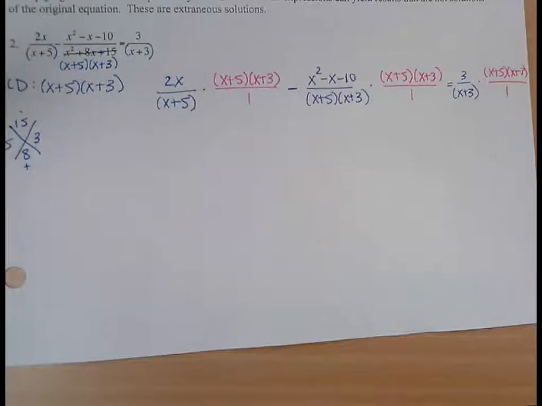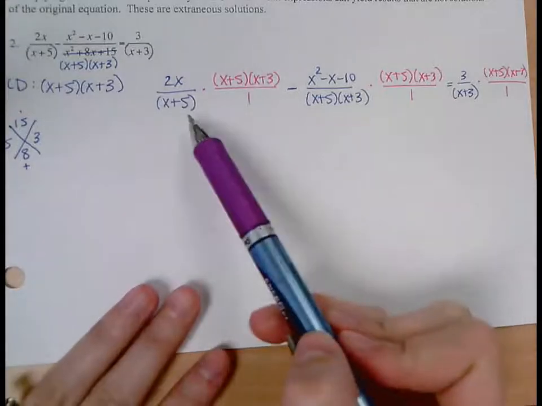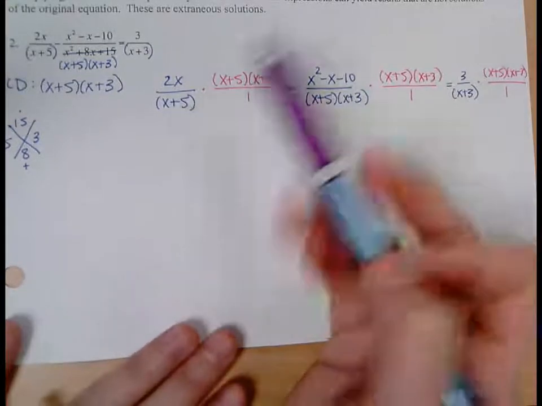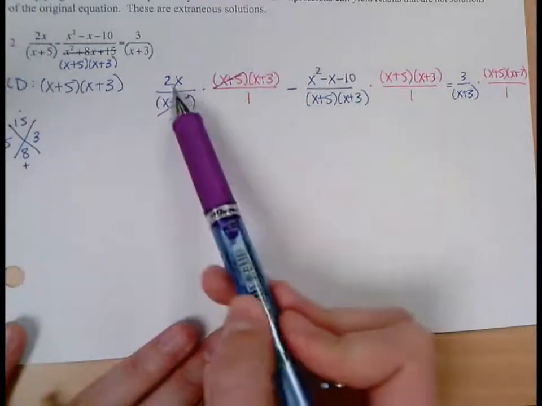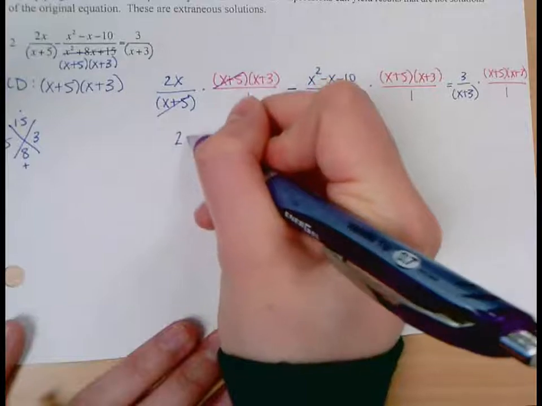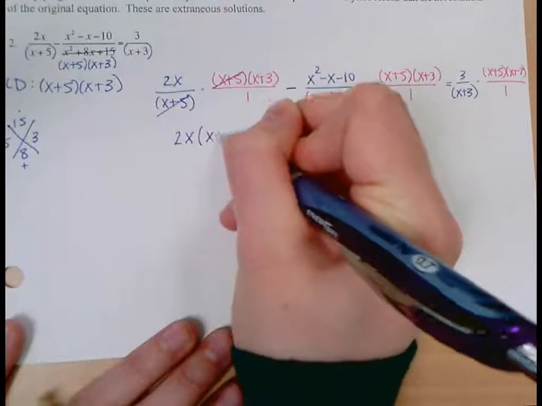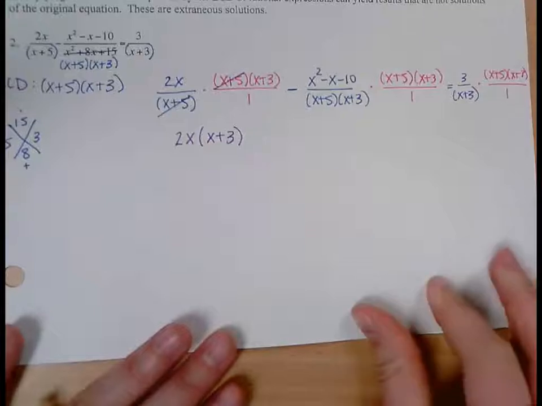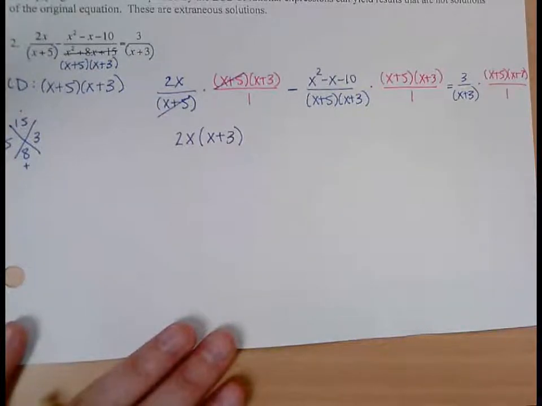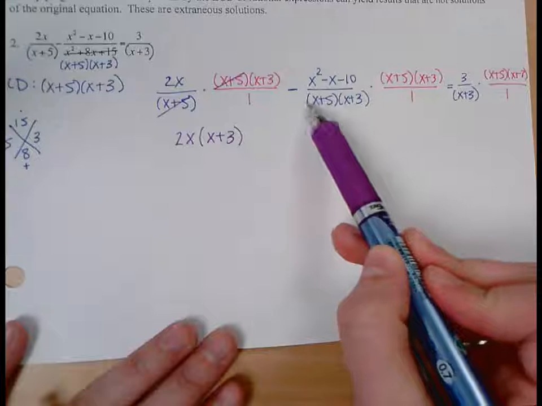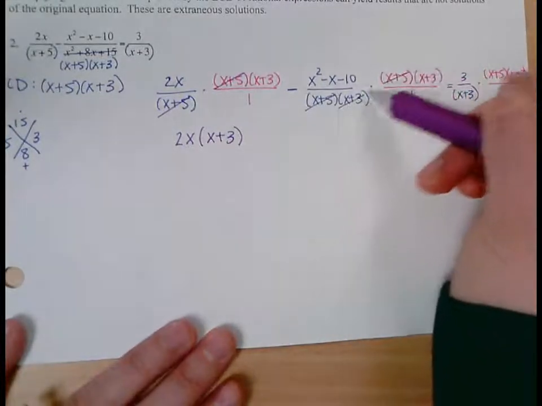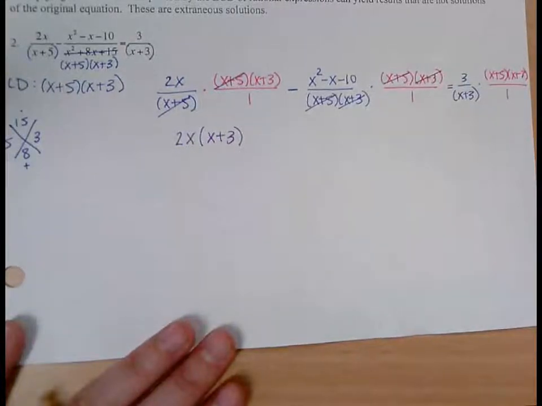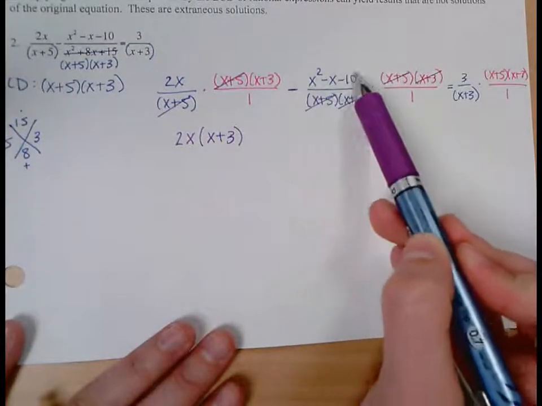So then what should happen, again, is all your denominators should be able to cancel if you cross simplify. So multiplying the first 2 fractions, the x plus 5s would cancel each other out. And what you'd have left is 2x times the quantity x plus 3. And then for the second fraction, since that had the actual least common denominator, both the x plus 5s and the x plus 3s cancel, so that whole thing is just gone. So the numerator is just what it was.